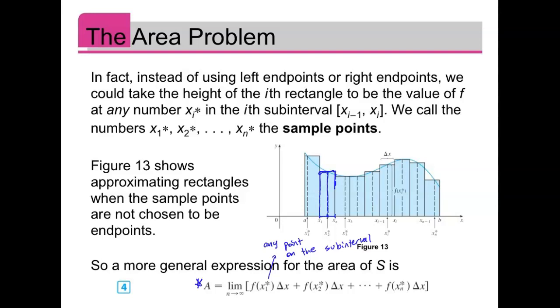That's fine. As long as you let the number of rectangles approach infinity, it doesn't matter what point on the subinterval you chose to get the height of your rectangles. You'll still get exact area as long as you use infinitely many rectangles. Does that make sense? So that's all that little star means, is that x1 star could be any point coming from this first subinterval.